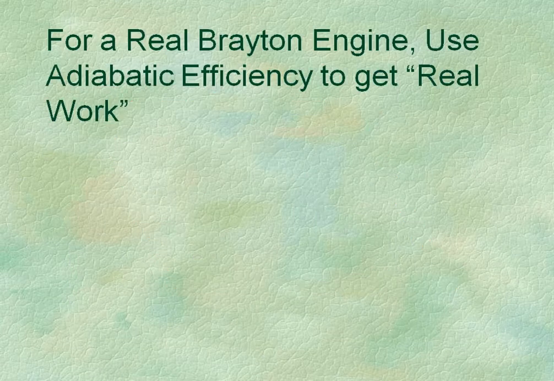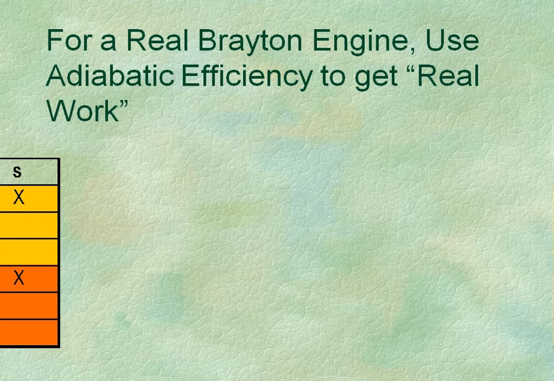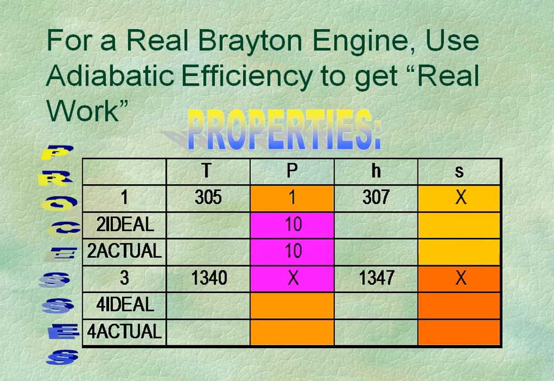For a real Brayton engine, we need to use adiabatic efficiencies for our compressor and our turbine to get the, quote, real work that happens. What I usually do is set up a chart tracking, knowing the inlet temperature and knowing the inlet pressure, typically 1 atmosphere. Maybe a slight vacuum as it's drawn into the compressor. And then we have an enthalpy. This was taken from the ideal gas tables.